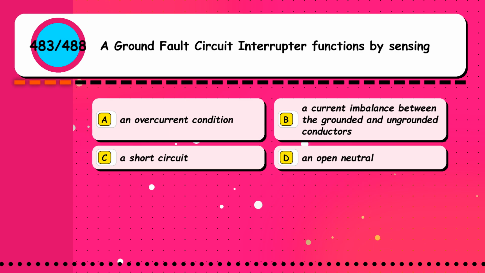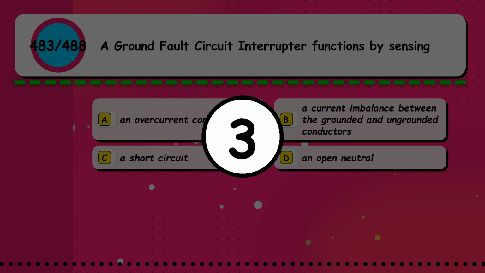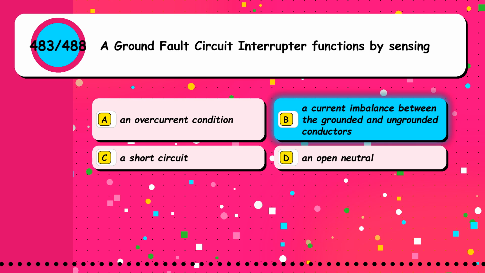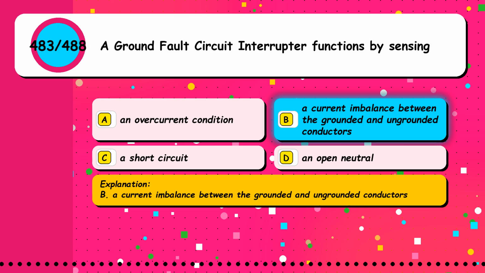Question 483. A ground fault circuit interrupter functions by sensing: Option A, an overcurrent condition. Option B, a current imbalance between the grounded and ungrounded conductors. Option C, a short circuit. Option D, an open neutral. The correct answer is option B, a current imbalance between the grounded and ungrounded conductors.